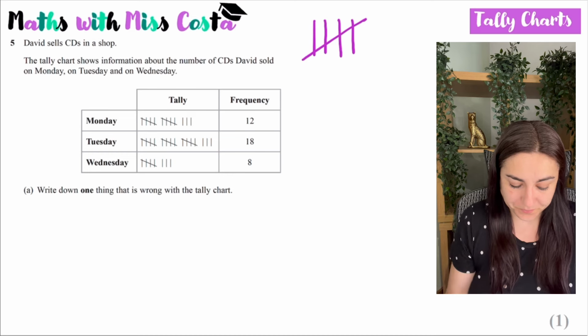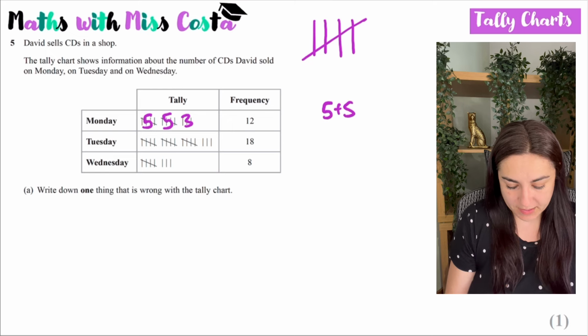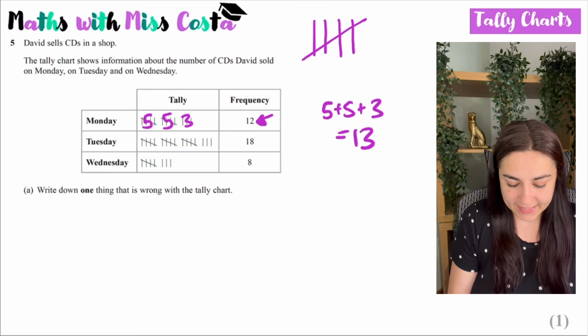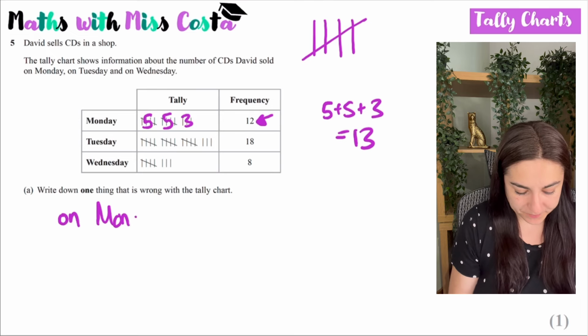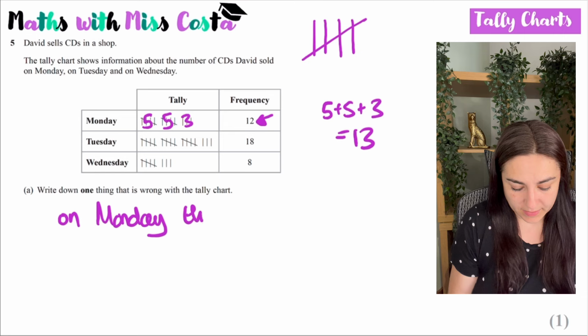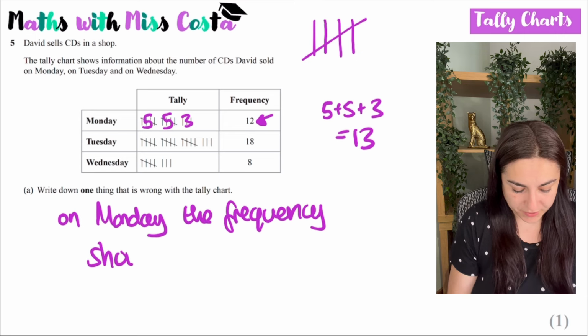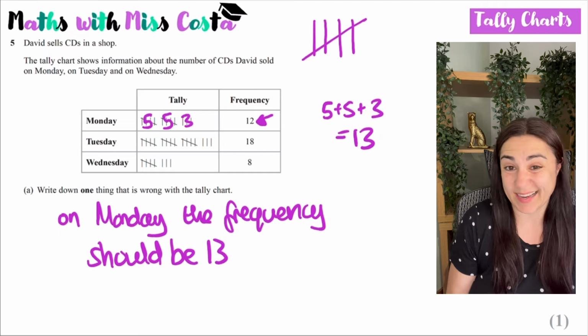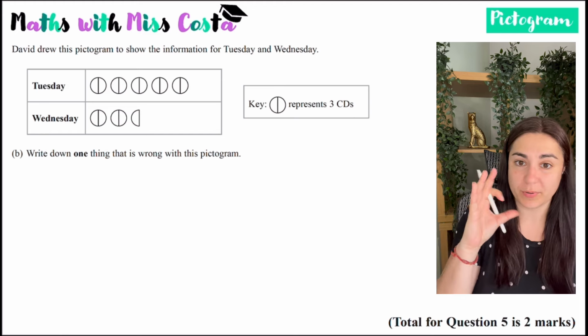Well, for Monday, that's 5, and that's 3. 5 plus 5 plus 3 is 13. Whereas he's written in the frequency 12. So on Monday, the frequency should be 13. He's added it wrong. Next, we've got a pictogram where we represent a symbol.